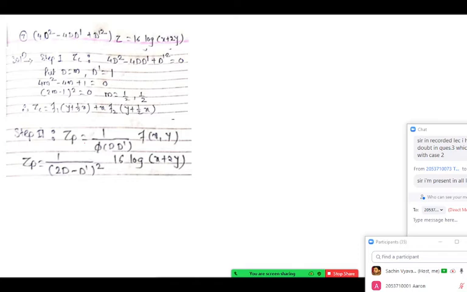Now φ(D, D') we are writing in factor form. Why in factor form? Because we are going to use the general method, and in the general method we require factors as 1/(D − mD'). So what should be the next step? Yes, anyone? Is the factor in the required form? It's not. We want D − mD'. So what should be done?